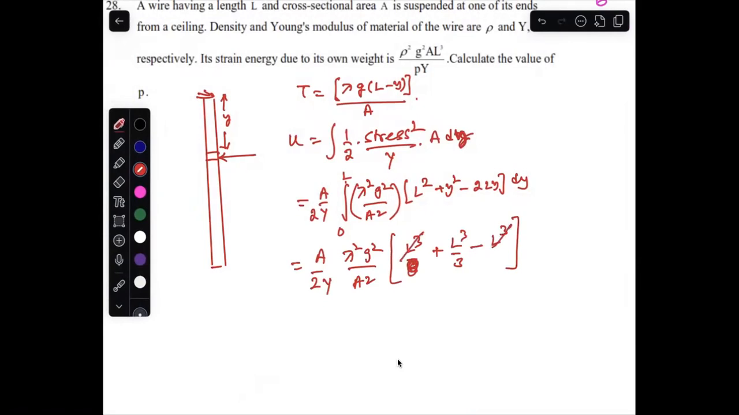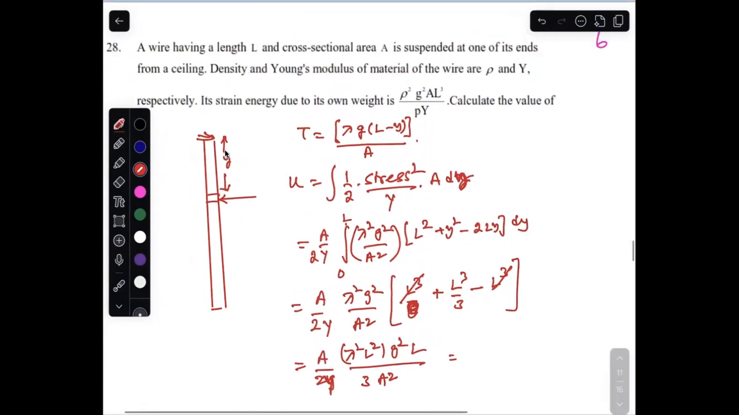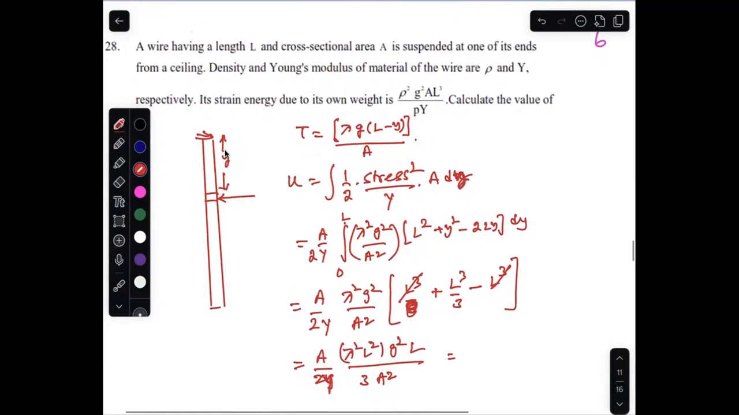Next. So therefore, A by 2Y, lambda square, all this solving, lambda square L square g square L by 3 A square. You can write this as finally, or here, what is it that you have given? Density.